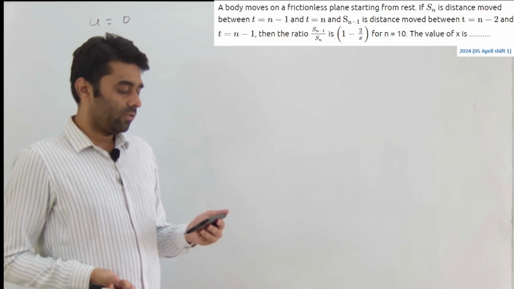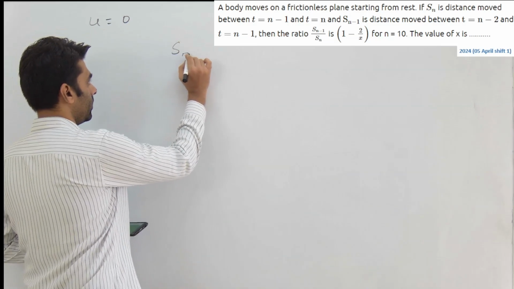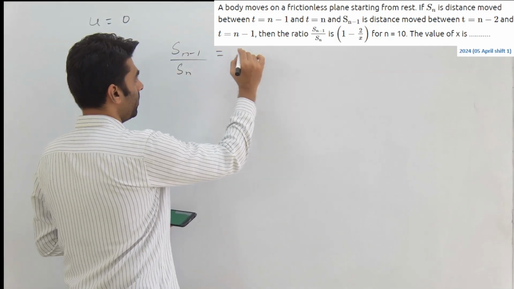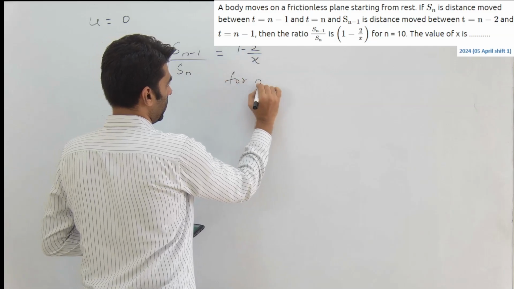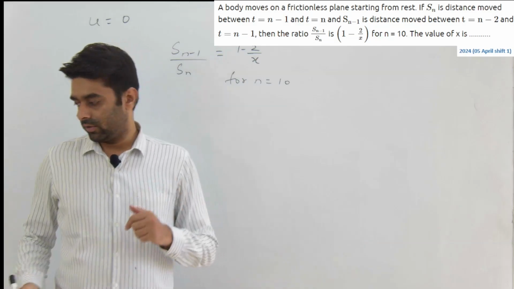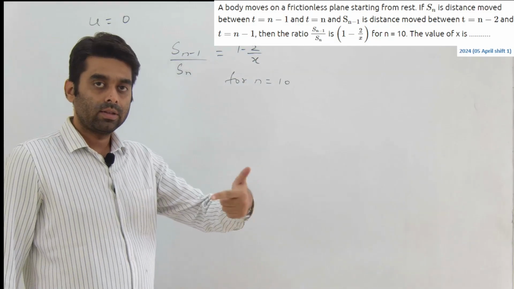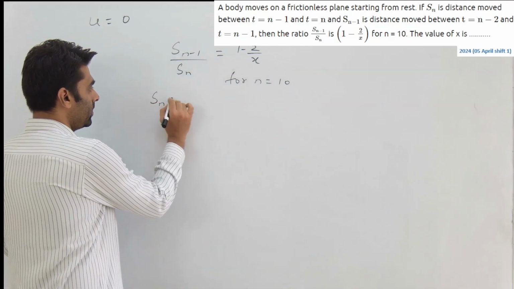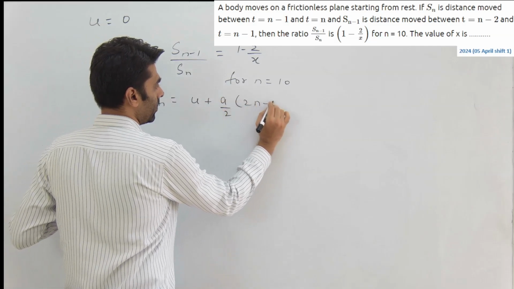Then the ratio S(n-1) by Sn is given to us as 1 minus 2 by x for n equals 10. Well and good. Find the value of x. Let us do. Again, this is the second question on our nth second displacement. Let us use the relation. So Sn is equal to u plus a by 2 into (2n minus 1).